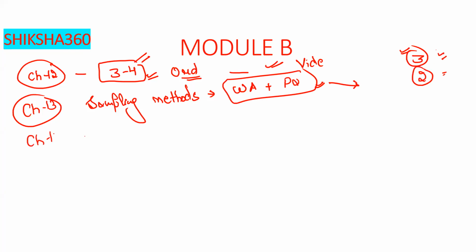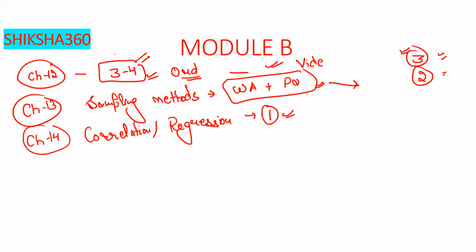Next one is chapter number 14, correlation and regression. In the book, they have asked very lengthy questions, but in the examination, we expect a 1 mark question from that. We will expect the case study from the first chapter, not from here, because these are very typical case studies.